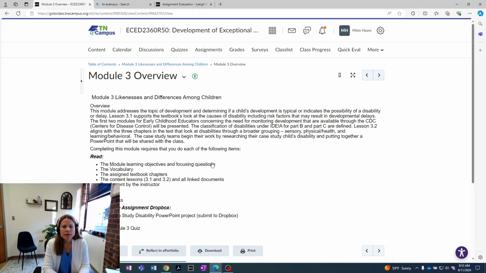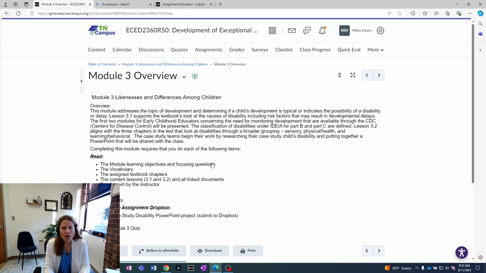So when we're looking at Module 3, we're actually going to begin our project work with our case study child, now that you've had a chance to review the profiles and you chose your case study child that you want to complete the project work on. So this Module 3 is really looking at the development and really determining what's typical of this disability or delay.